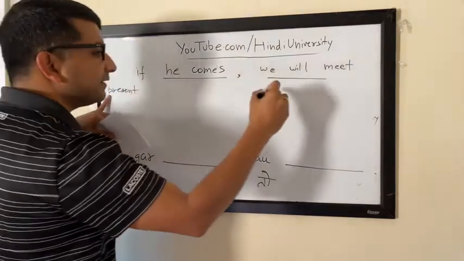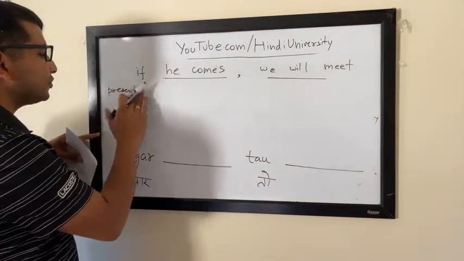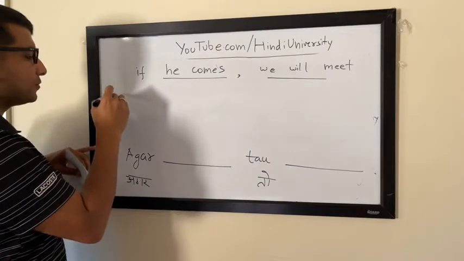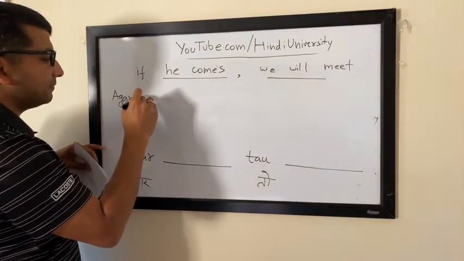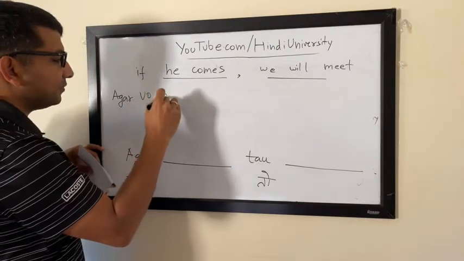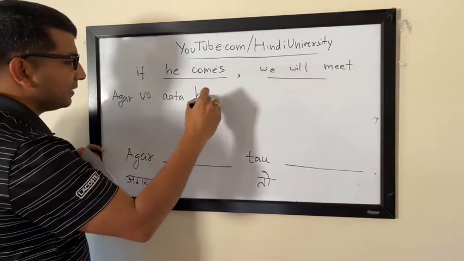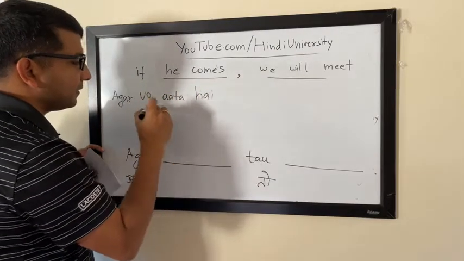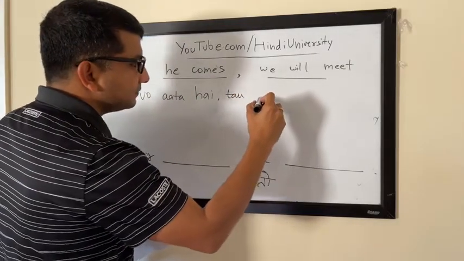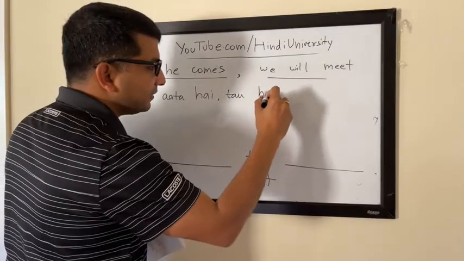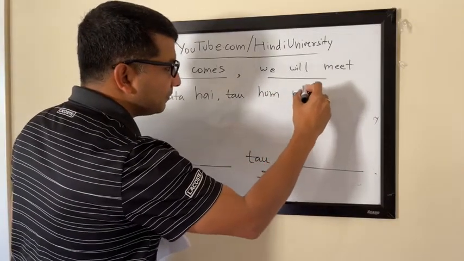So let's do present. The first one is present indefinite and future indefinite. Yes, go ahead. अगर वो आता है, तो हम मिलेंगे. Very good.